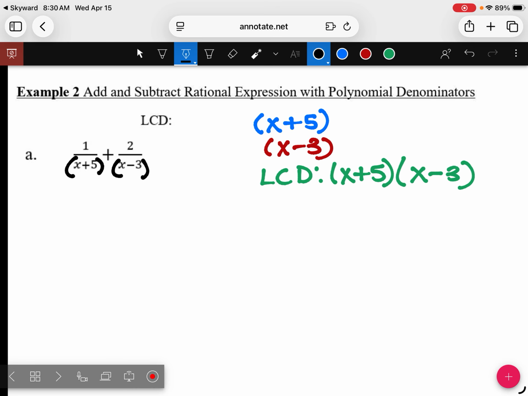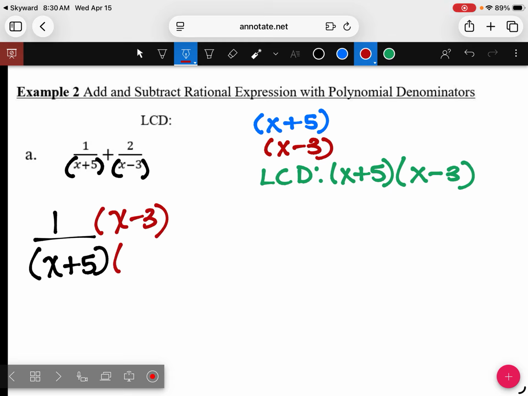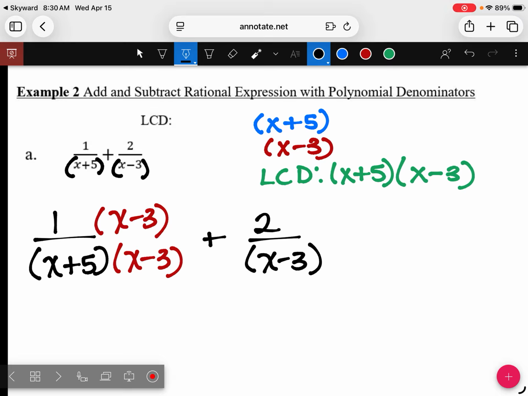So my first fraction is 1 over x plus 5. Which one of the factors am I missing? See, I already have an x plus 5. I need to multiply it by x minus 3. So this fraction is going to be multiplied by x minus 3. Bring down your addition sign. What do I need to multiply the second fraction by? x plus 5.